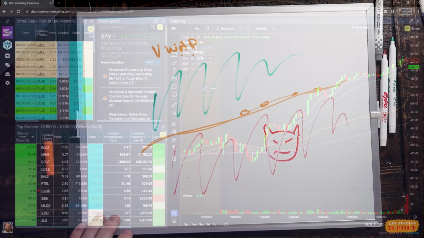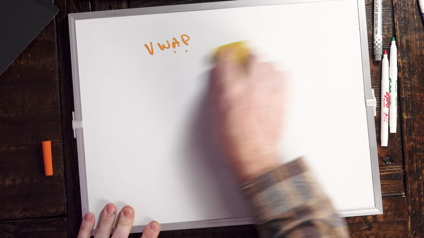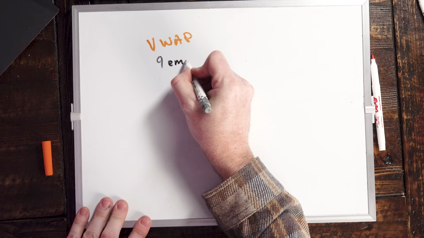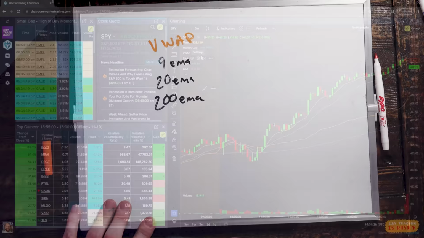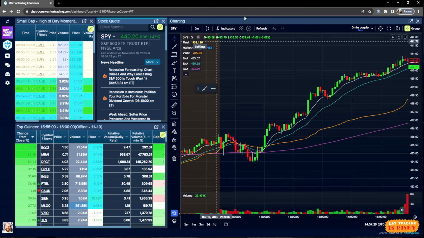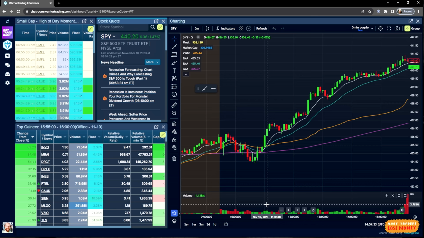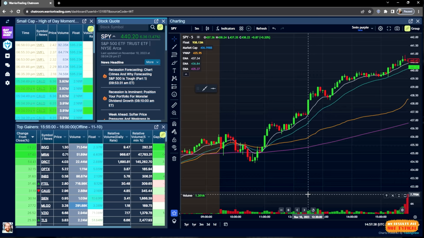All right, so let's mark this out. We've got VWAP, we've got the 9 EMA, we've got the 20 EMA, we've got the 200 EMA. And let's not forget, on all of our charts, we have volume bars. So at the bottom of the chart down here, we have the actual volume total, which is telling us the number of shares that were traded during each one of these candlestick periods.